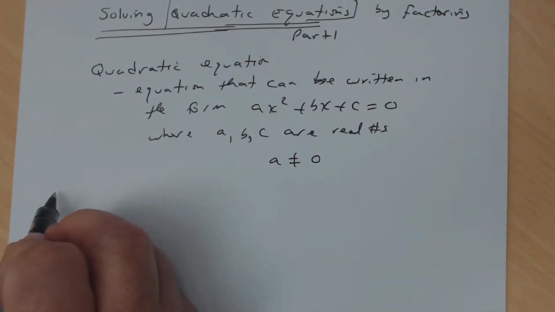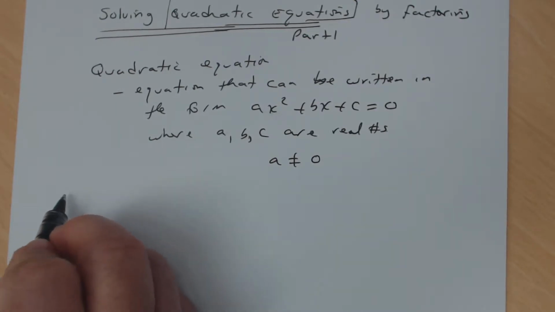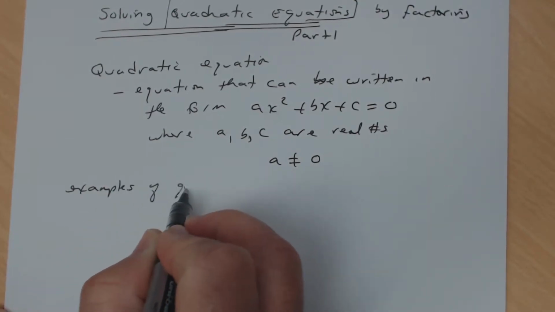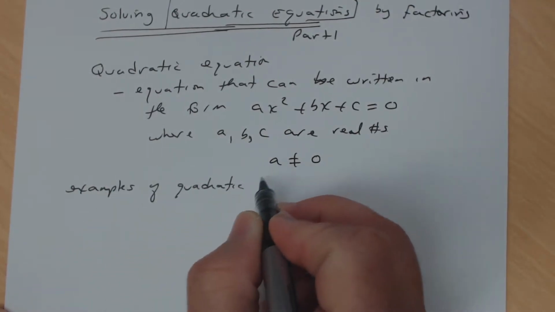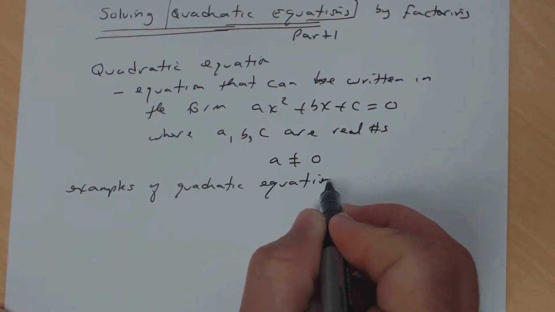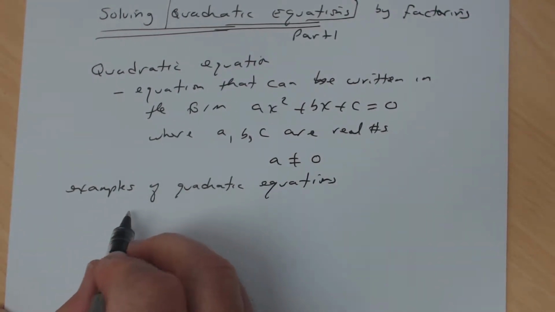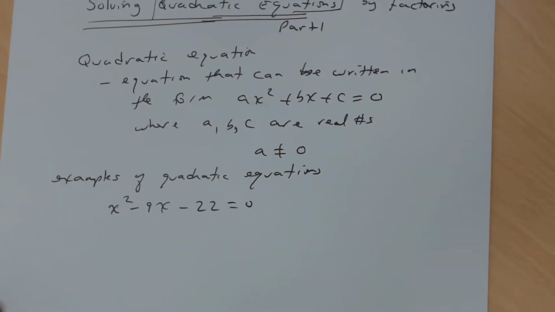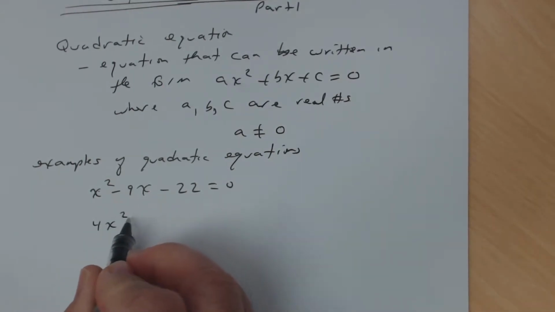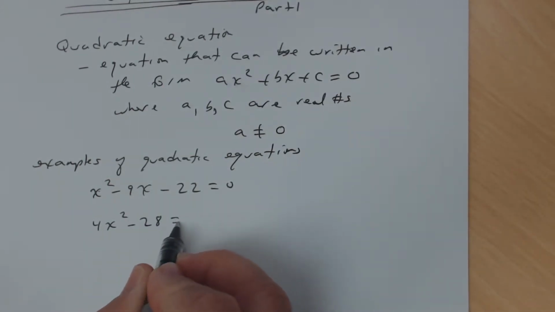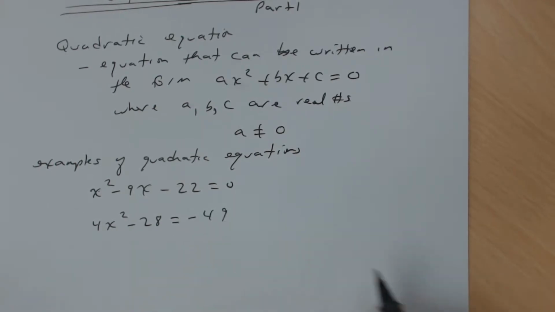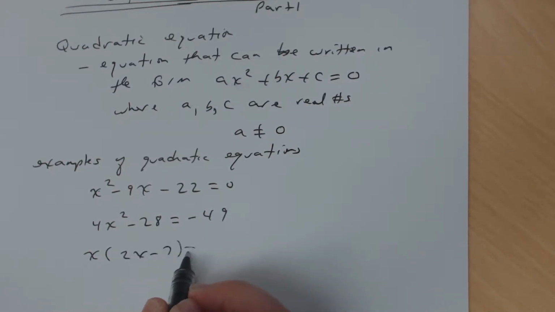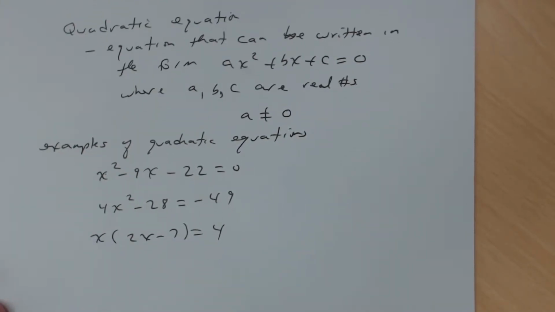So let's look at some examples of quadratic equations. All right, so here's some examples. x squared minus 9x minus 22 equals 0. 4x squared minus 28 equals negative 49. x times 2x minus 7 equals 4. So those are examples of quadratic equations.